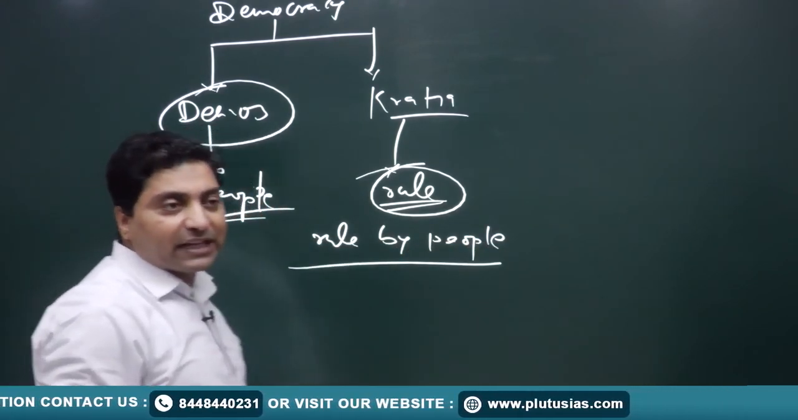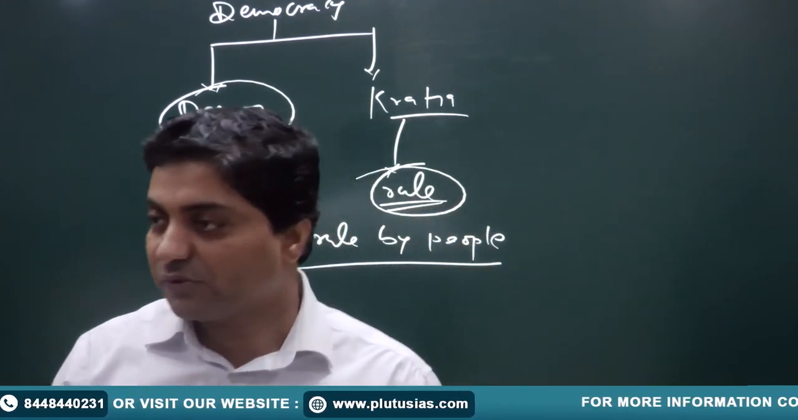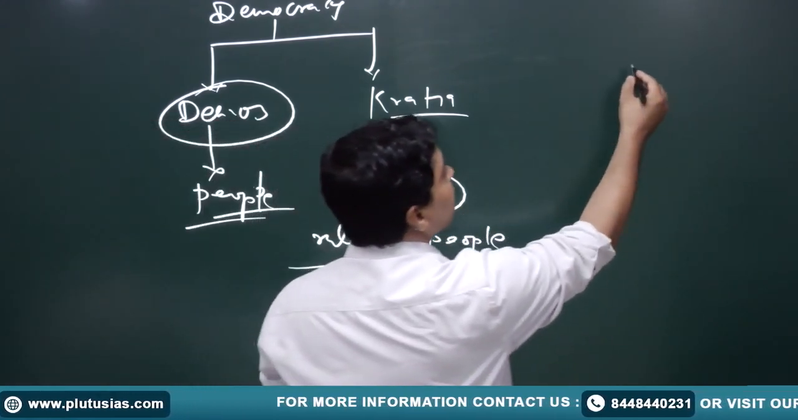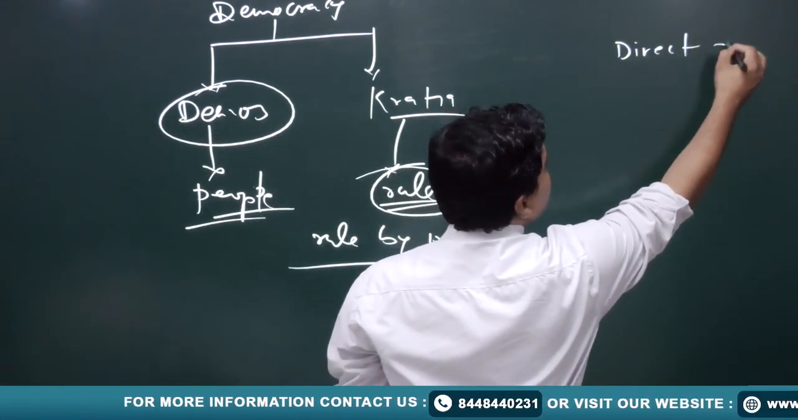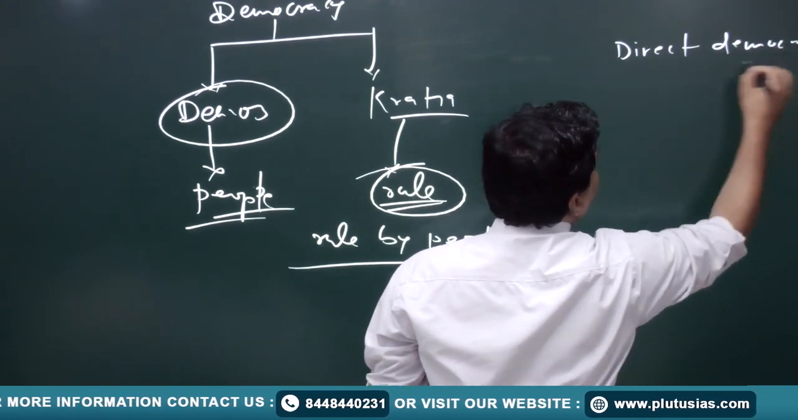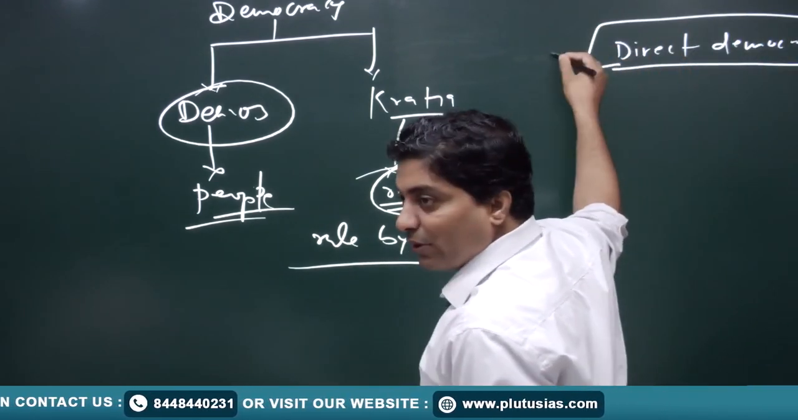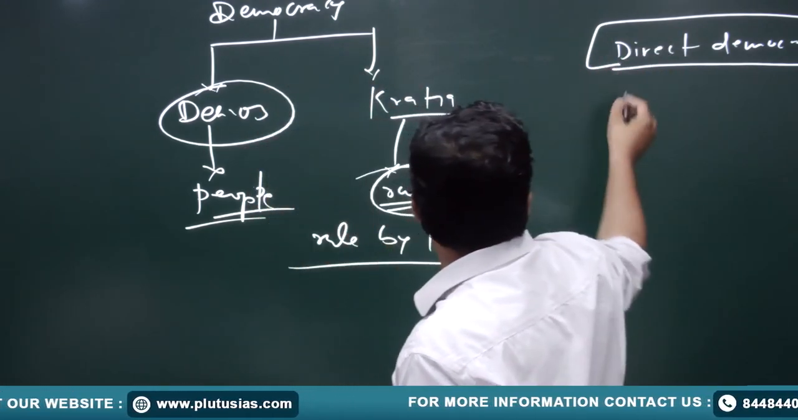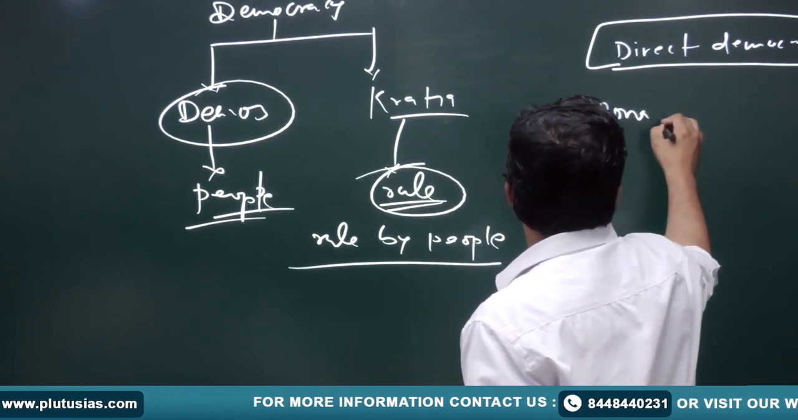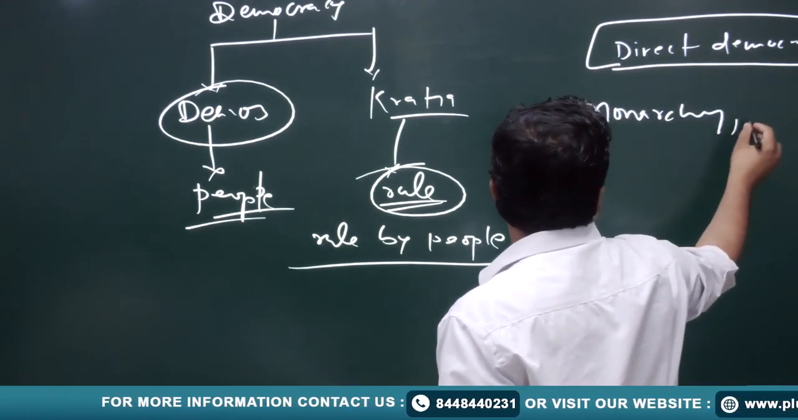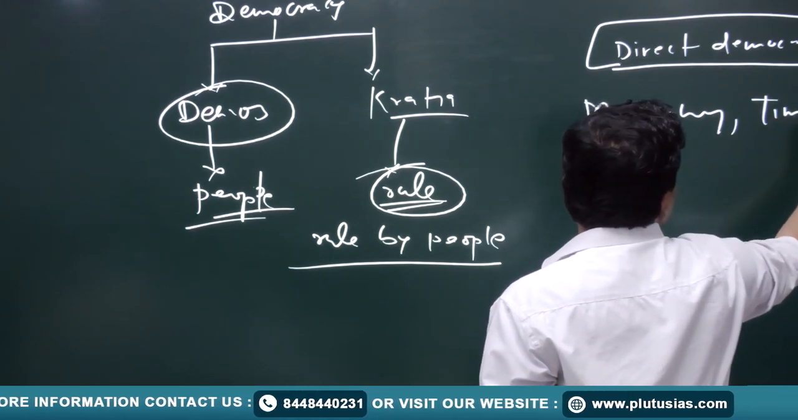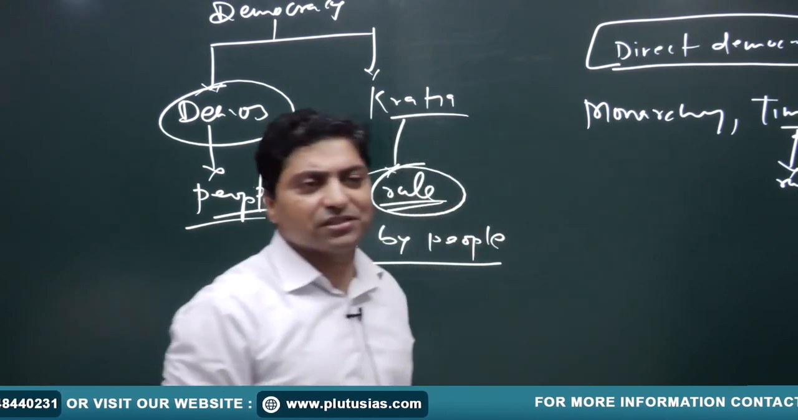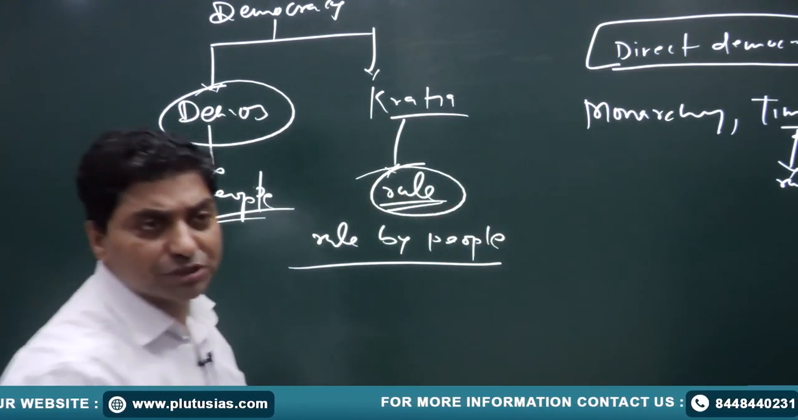It evolved in Athens. Although we say that we are the mother of democracy, we are not; there is no evidence. Basically, a direct democracy was practiced in Athens. Later on, that democracy was erased and new forms of government came, like monarchy, or timocracy. Have you heard the name? Timocracy is rule by the military.